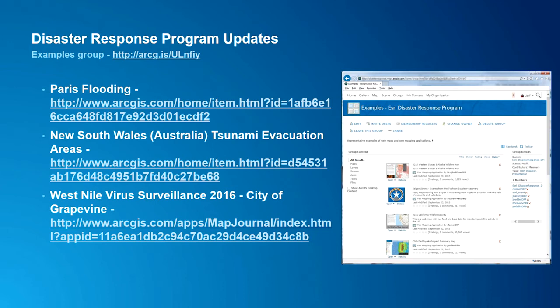Also, New South Wales in Australia put together a tsunami evacuation areas map to help raise awareness and communicate information with the public. And then, obviously, with the concerns about mosquitoes and Zika, there's a West Nile virus surveillance example using the story map journal from the city of Grapevine, Texas. So those are three new examples that have been added to this group over the past month that are worth checking out, exploring the extended use of the technology in that way.